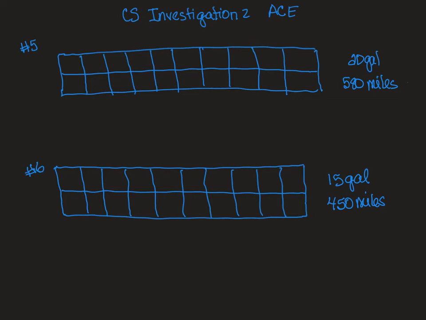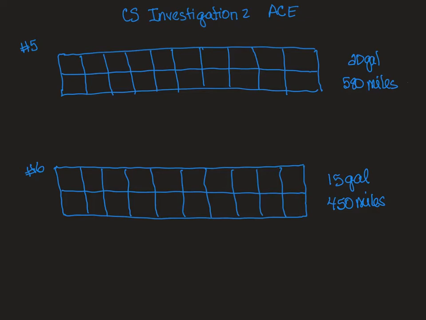Okay, we are doing problem number 5 and 6 in the ACE, the practice problems at the end of Investigation 2. And in each problem, they're saying we need to make a rate table. So a rate table says how many per something. So it starts with the unit rate.